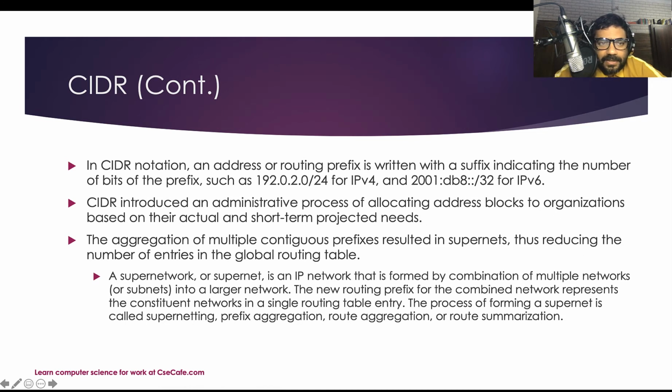Okay, in CIDR notation, an address or routing prefix is written with a suffix indicating the number of bits of the prefix, such as 192.0.2.0/24 for IPv4 and /32 for IPv6. So these are just 2 examples of representing an address space. So this means that 192.0.2.0/24 means, what is this 24?